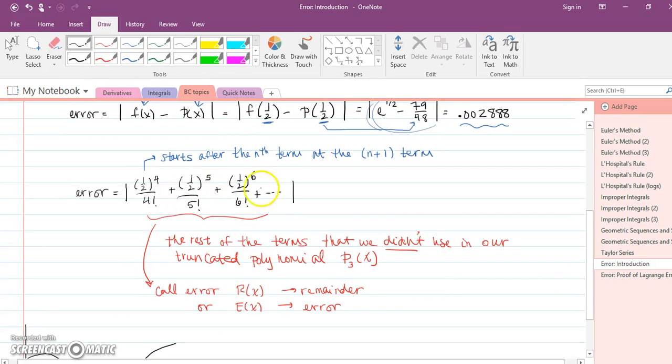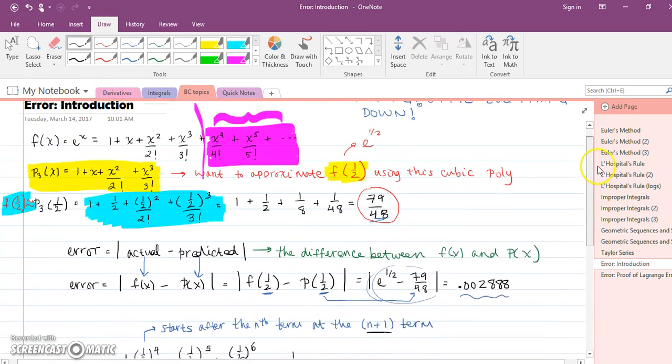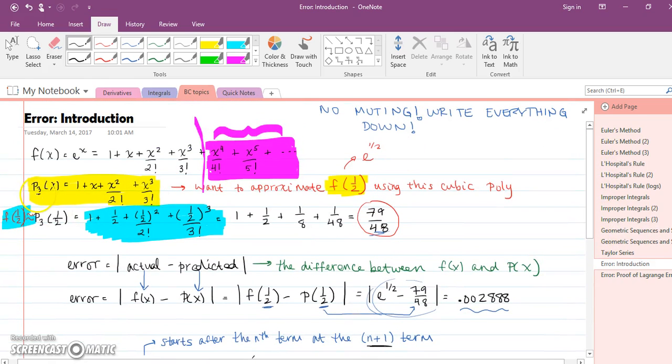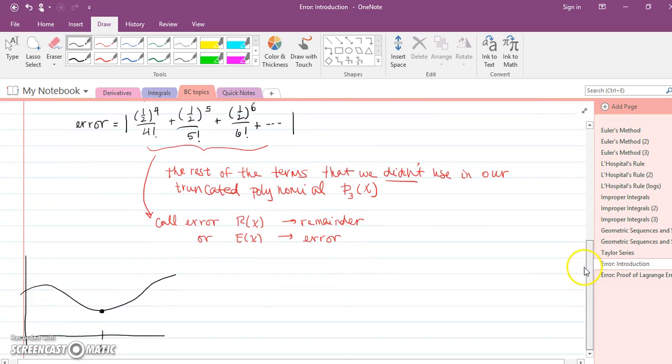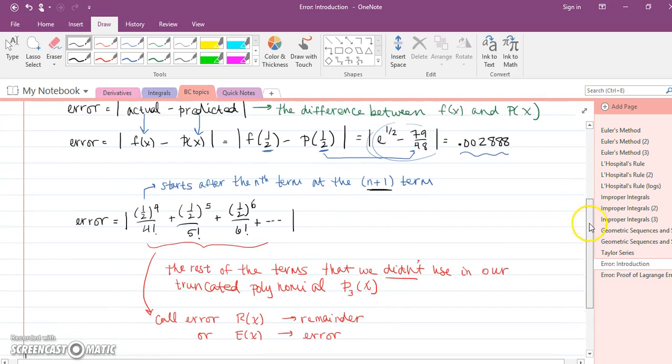So what I did is I wrote out the remaining terms. Now we're going to be talking about this idea of n plus 1 a lot here. Notice that p sub 3 went up to the third degree, which is found using the third derivative. The coefficient is found with the third derivative. Error starts at the next one, which would be n plus 1, the fourth. We're going to be using that idea for pretty much all the error topics.